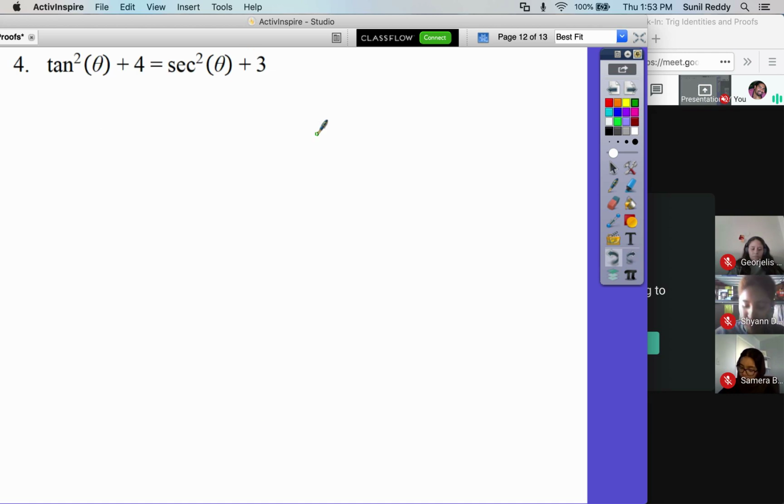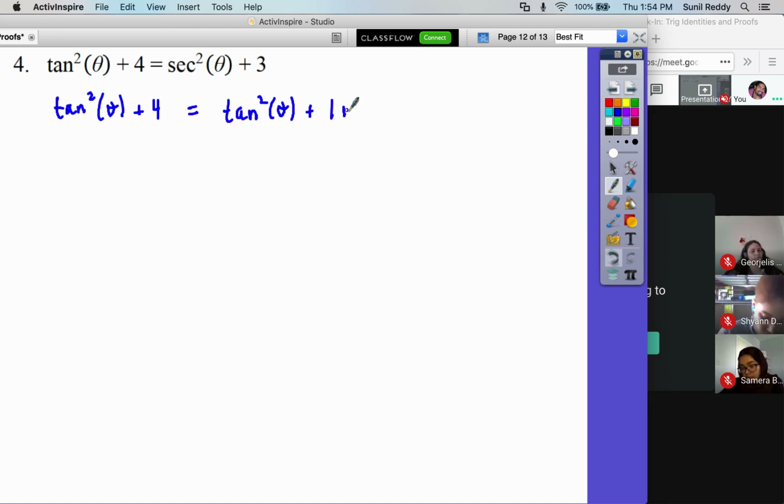Number 4. This one actually can be done really quickly. So there is a way to prove this, obviously, in several steps, but I think I'm only going to need like 2 steps. So here, tangent squared of theta plus 4. I know that 4 is the same as 1 plus 3. That's an identity that we've known since elementary school, basically. That is an identity. 4 equals 1 plus 3. So I'm going to take this, and instead of 4, I'm going to rewrite that as a 1 plus a 3. Okay. So that is an equivalent expression.